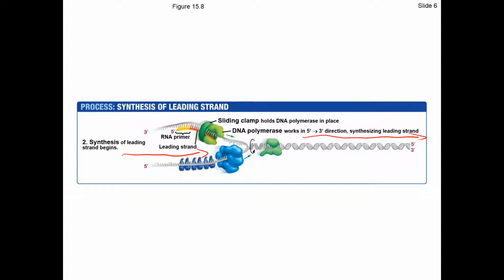The sliding clamp. The function of the sliding clamp is basically to keep DNA polymerase attached to the parental strand of DNA. That's its job. It's like a donut. It wraps around the parental DNA and holds the DNA polymerase enzyme in place until it reaches the very end of the molecule of DNA and falls off, or it reaches the end of the replication bubble and falls off.